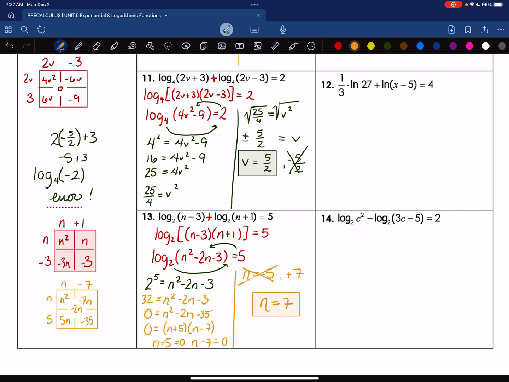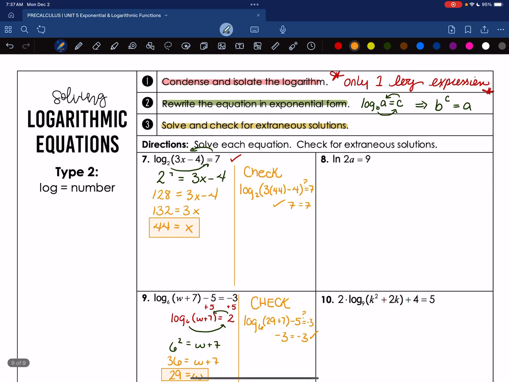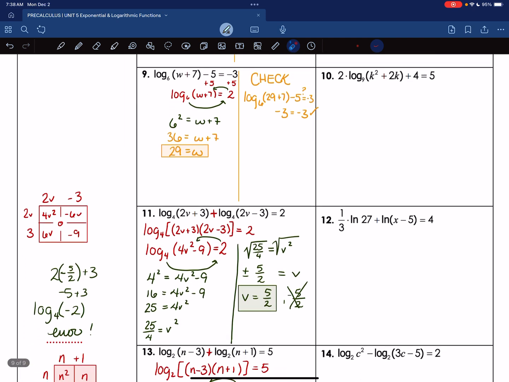So there you guys have it. That is solving type 2 logarithmic equations when you have logs equal to a number. It requires us to follow these steps, and what's really different here is that we have to rewrite them in exponential form. We get stuck in log form. We can't do anything more, so we convert it, and then we're able to finish solving.